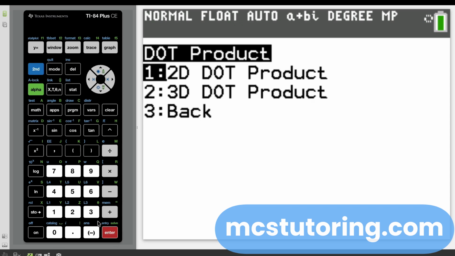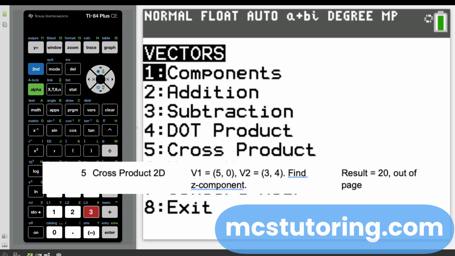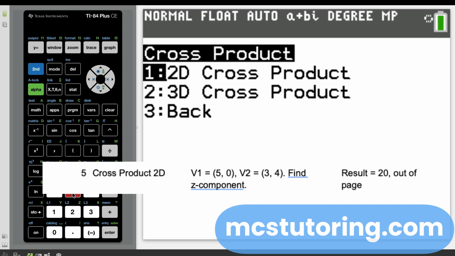Next, we'll handle cross product. So that's going to be option 5 from the main menu. And the cross product, as you know, is especially useful in physics: torque, magnetic force, angular momentum. It also appears in multivariable calculus and linear algebra. In 2D, the cross product gives you a scalar, specifically the z component of the resulting vector. The sign tells you the direction. Positive means coming out of the page, negative means into the page.